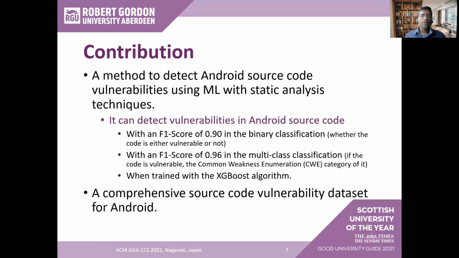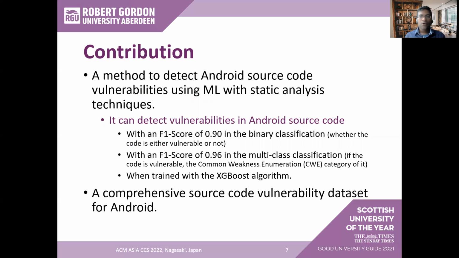Therefore, we are proposing a method to detect Android source code vulnerabilities using machine learning with static analysis techniques. The proposed method can detect vulnerabilities in Android source code with an F1 score of 0.90 in the binary classification. That means the model can detect whether the code is vulnerable or not.